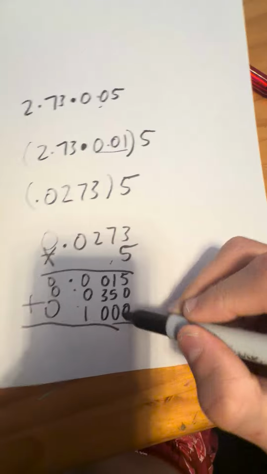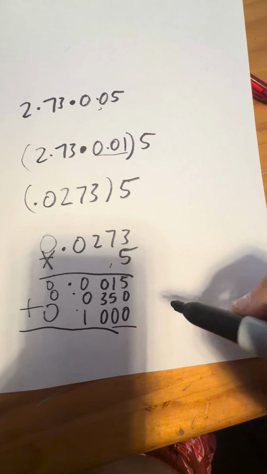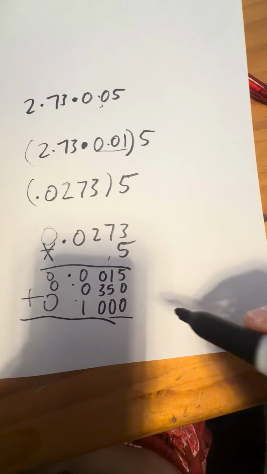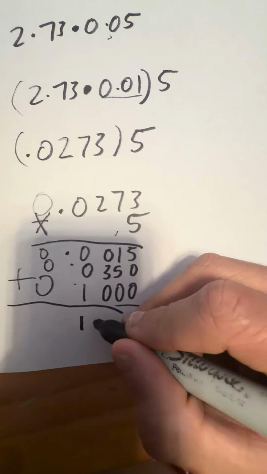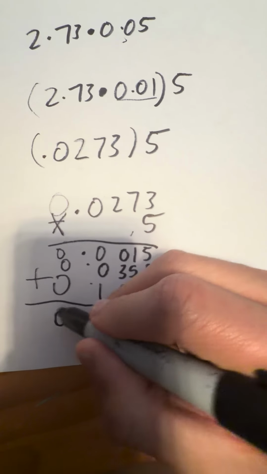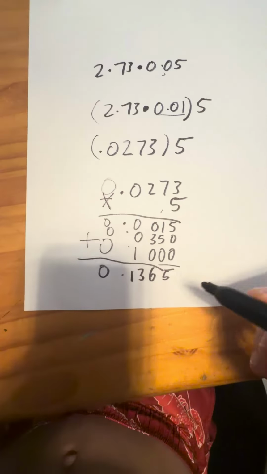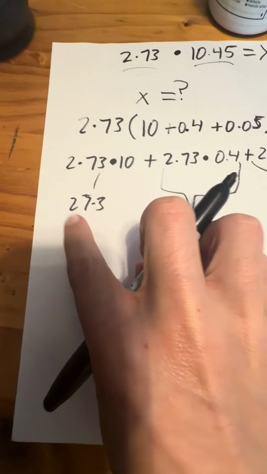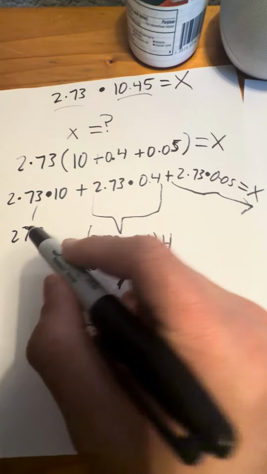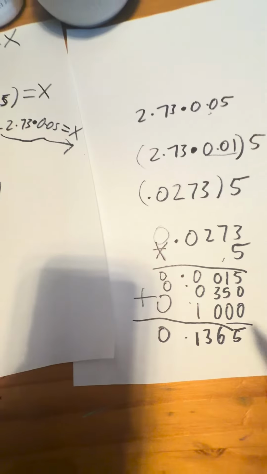And this is what we're left with. We have 0.0015 plus 0.035 plus 0.1. And this leaves us with 0.1365. Okay, so we have 0.1365, 1.092, 27.3. Remember, adding all those together, we get x. So we just gotta add them all together.